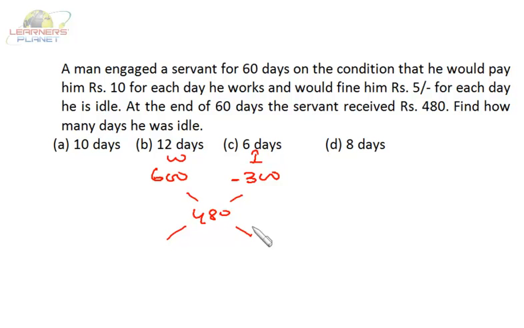So from this, we can find the ratio of working days and idle days. It is 600 minus 480, which is 120, and 480 minus (-300) is 780. That gives 1:13 and 6:2... the ratio is 13:2. Now this is a breakup of 15, and we want the breakup of 60, so it will be 4 times this. So working days and idle days are 52 and 8. So for 8 days he was idle.